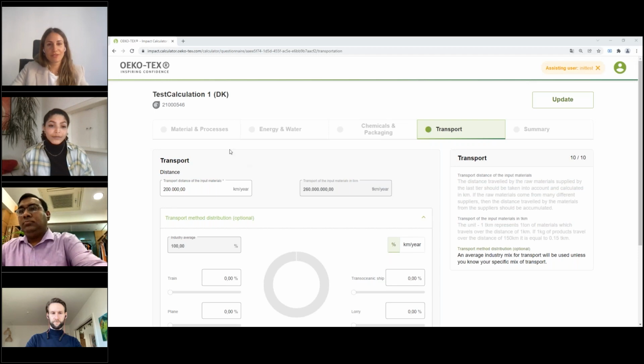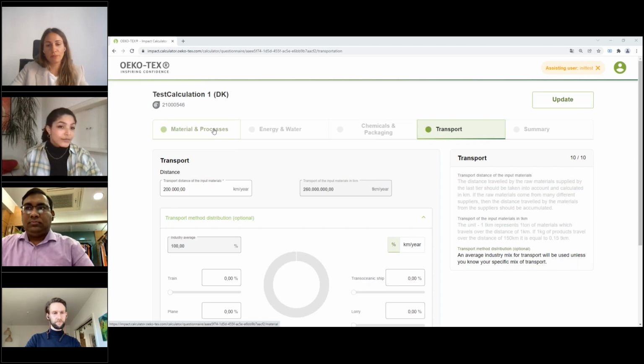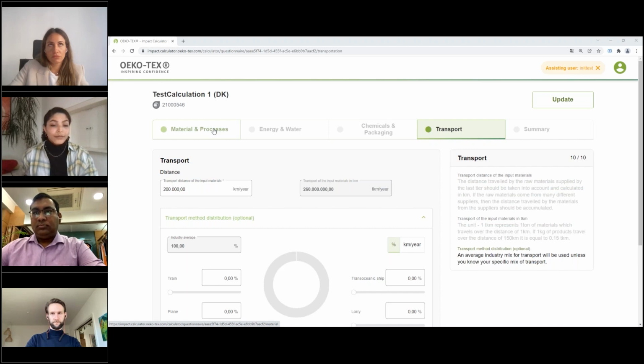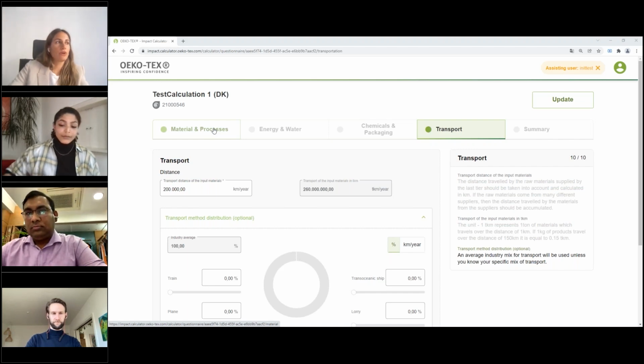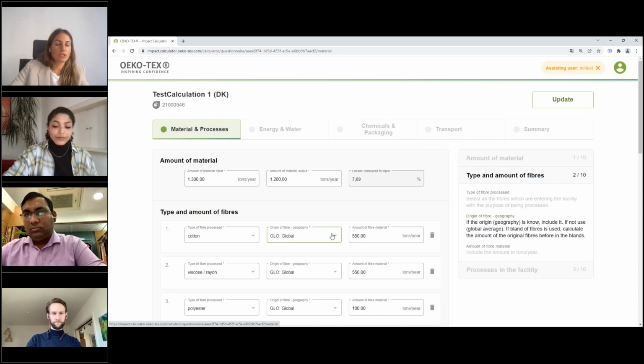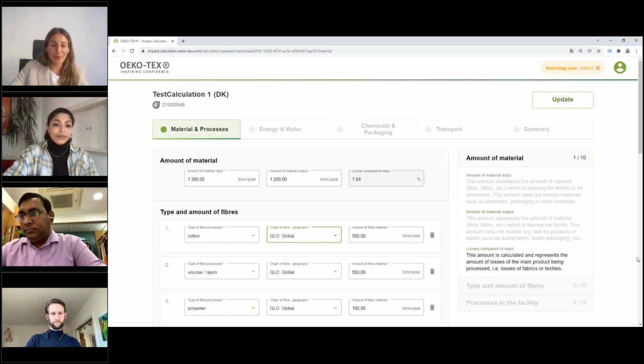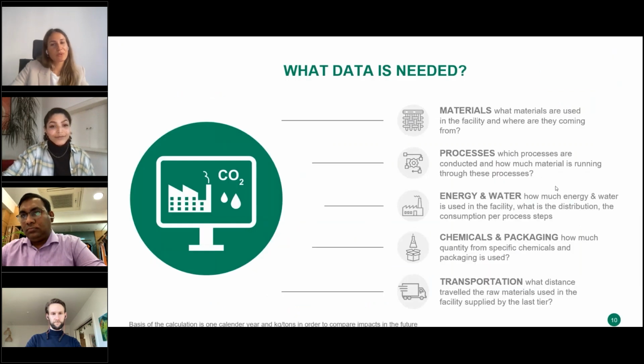As said, the tool also offers default data from our database, from the WorldAPI database in EcoInvent. So if an entry is unknown, for example, the geographic origin of a fiber is unknown, the facility manager can simply select global as a default value to get a result as well. And to get a detailed overview of the tool, you can also watch our video recordings. We have some video recordings on YouTube.